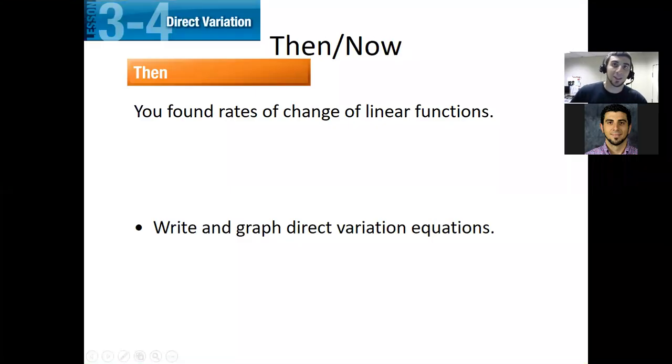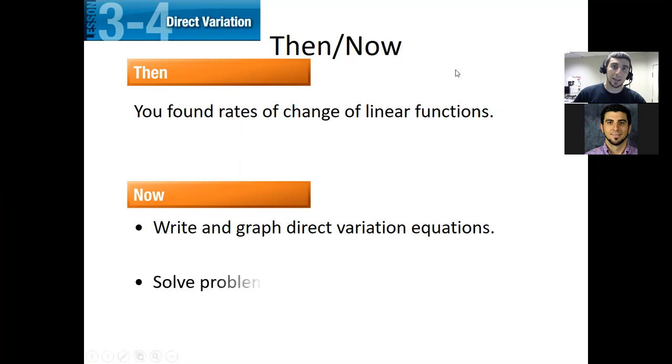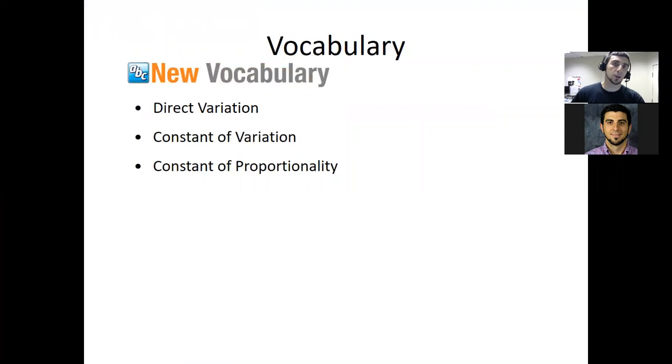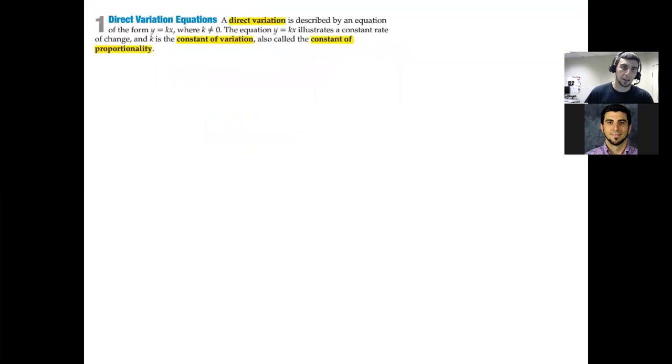All right, my mathematicians, today we're going to get into section 4, which deals with direct variation. Previously we found rates of change of linear functions, and now we're going to write and graph direct variation equations in this first video, and then in the second one, we're going to talk about how to solve problems involving direct variation. So here's our new vocabulary: direct variation, which obviously we'll get into, constant of variation, and constant of proportionality.